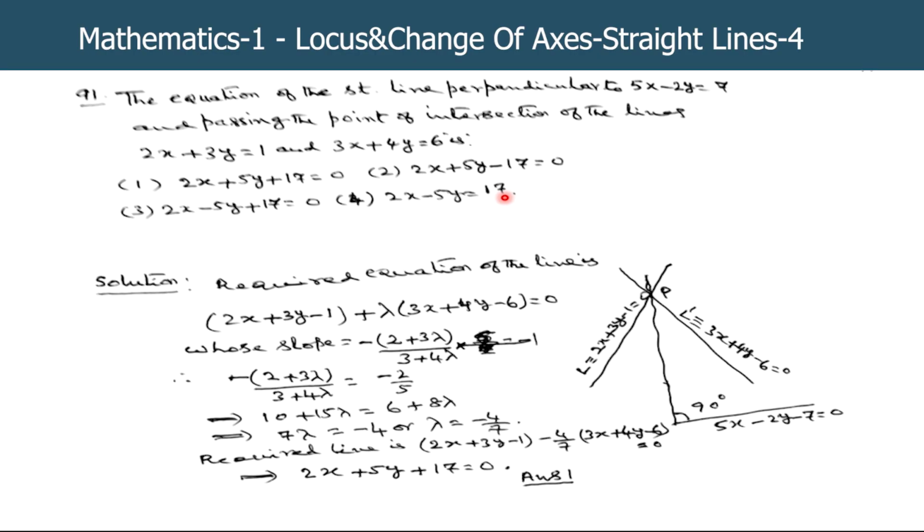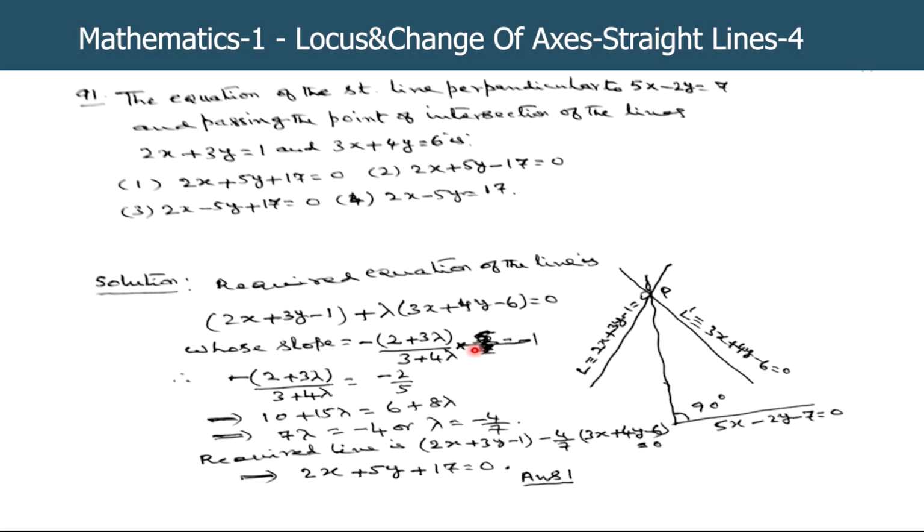Again, using the same formula, any line passing through the intersection of two lines L equal to 0 and L dash equal to 0 is of the form L plus lambda L dash equal to 0. So, therefore, the required straight line is of the form 2x plus 3y minus 1 plus lambda into 3x plus 4y minus 6 equal to 0, whose slope is minus of 2 plus 3 lambda by 3 plus 4 lambda.